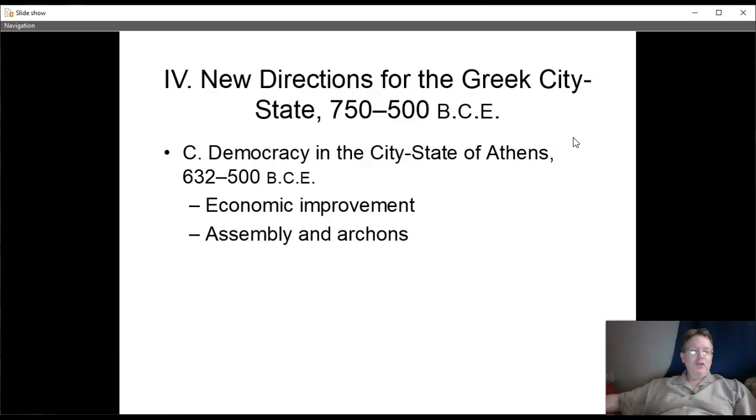vote. But who did? Of course, most can't. So most of the people doing the voting and lawmaking are more likely to be elites. But still, anyone who was a free citizen, or even just an immigrant, could actually achieve a lot of status and wealth in Athens. It was really an interesting thing.